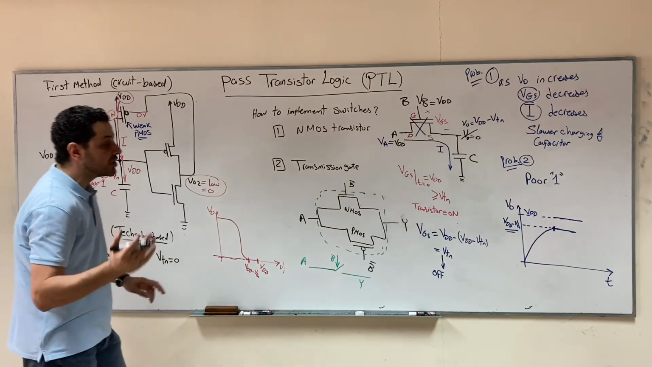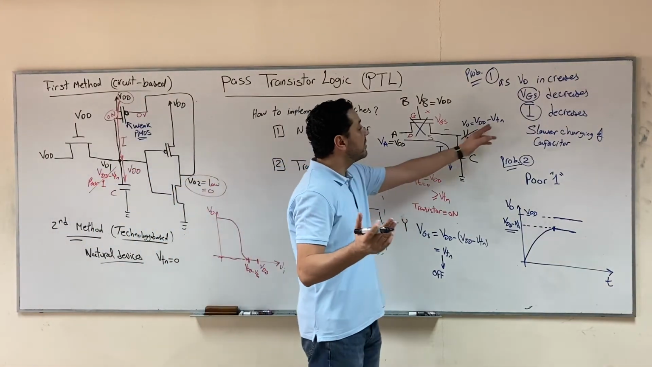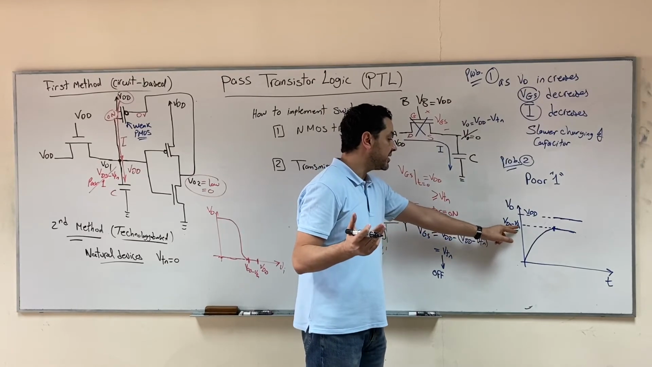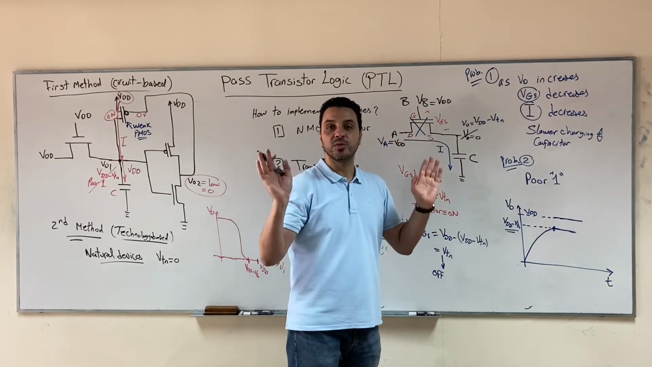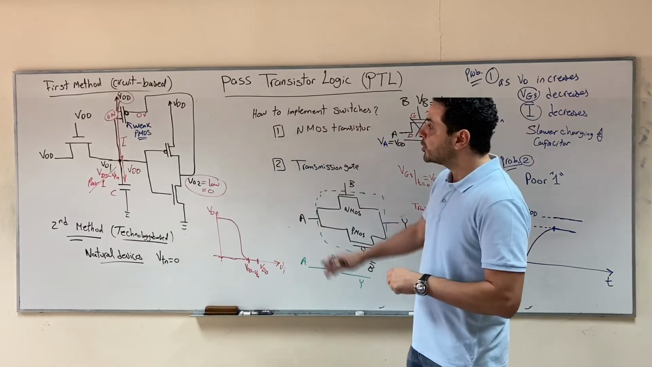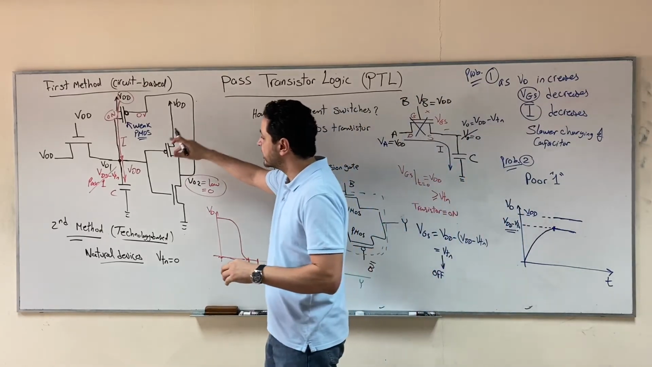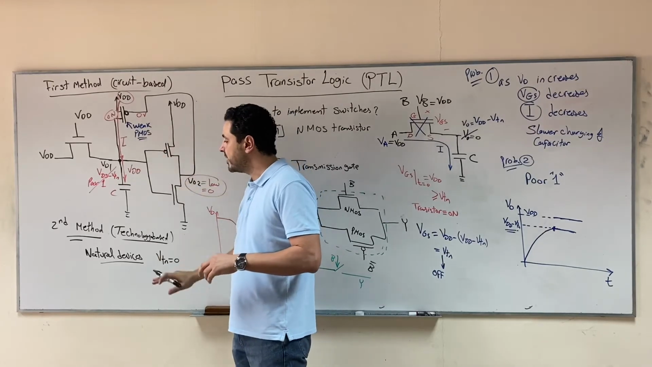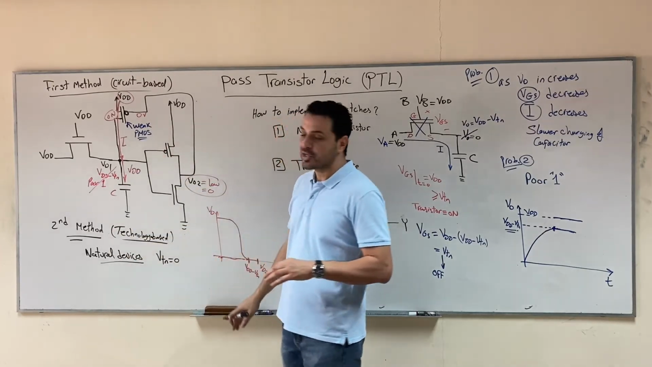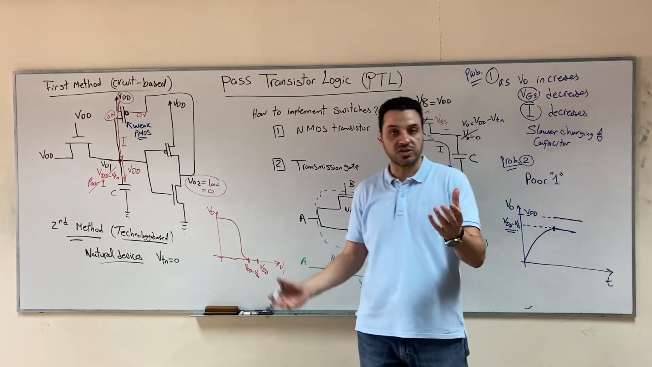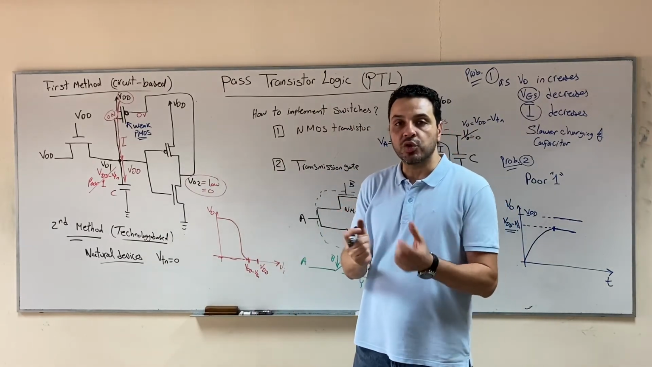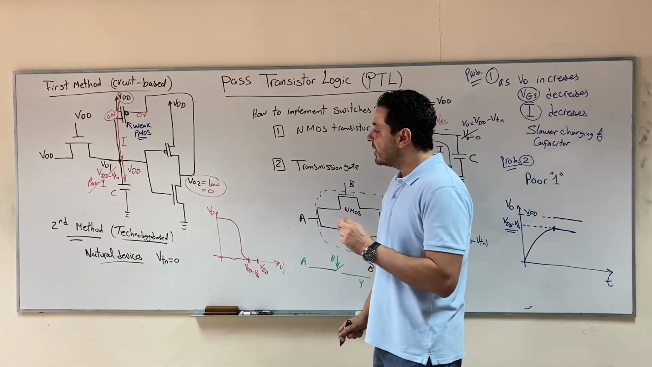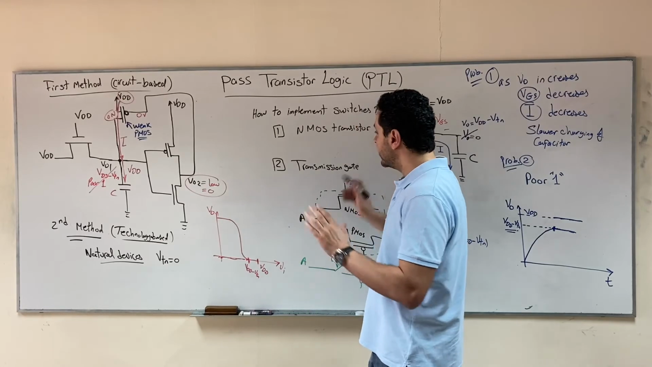If the threshold voltage is 0, then your problem is solved, because the poor one, which is VDD minus V threshold, will be VDD, and we solved the problem. So the first method is circuit based, by doing a connection like this with some feedback. The second method is using natural devices, and these natural devices are just transistors, but they control the threshold to be exactly 0, and then the problem is solved.